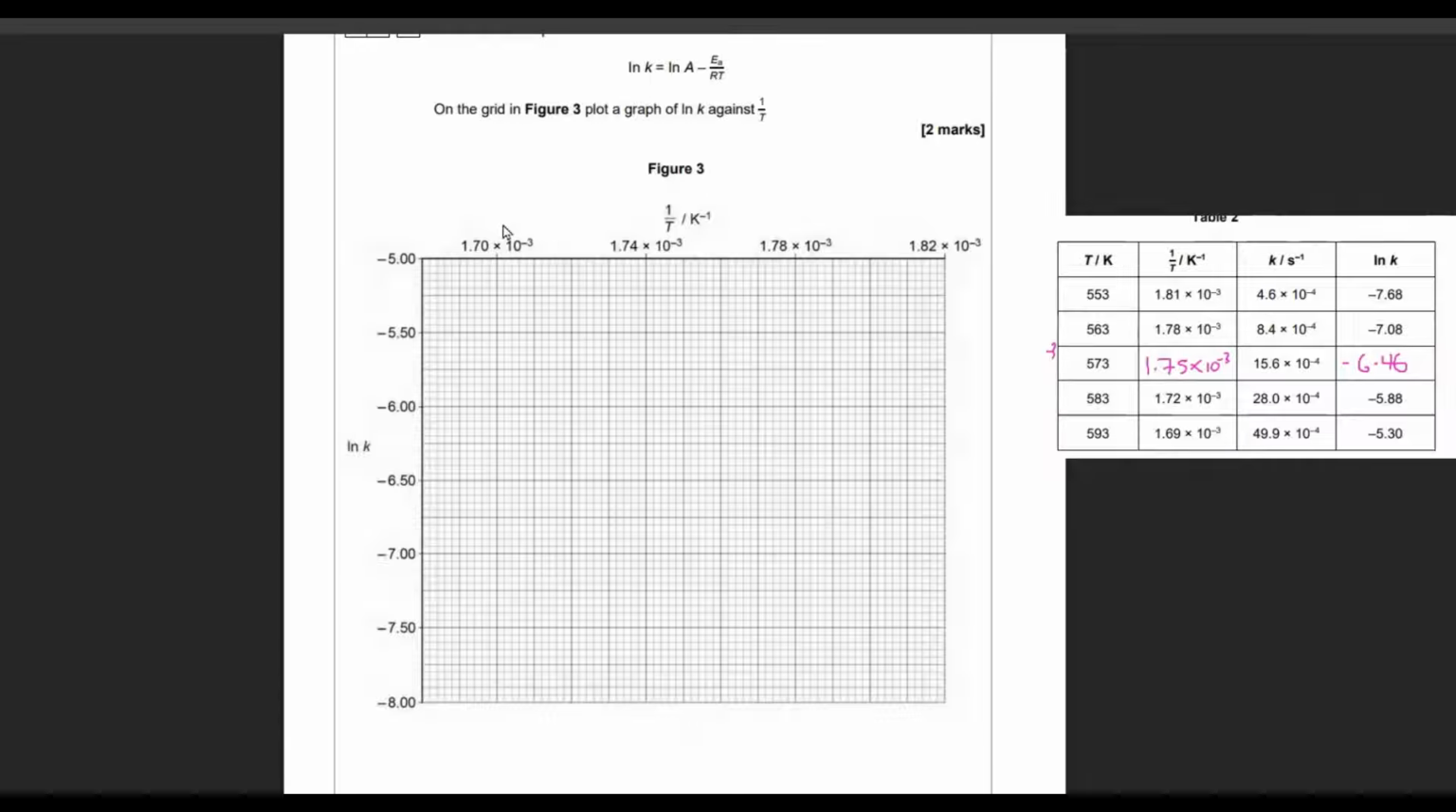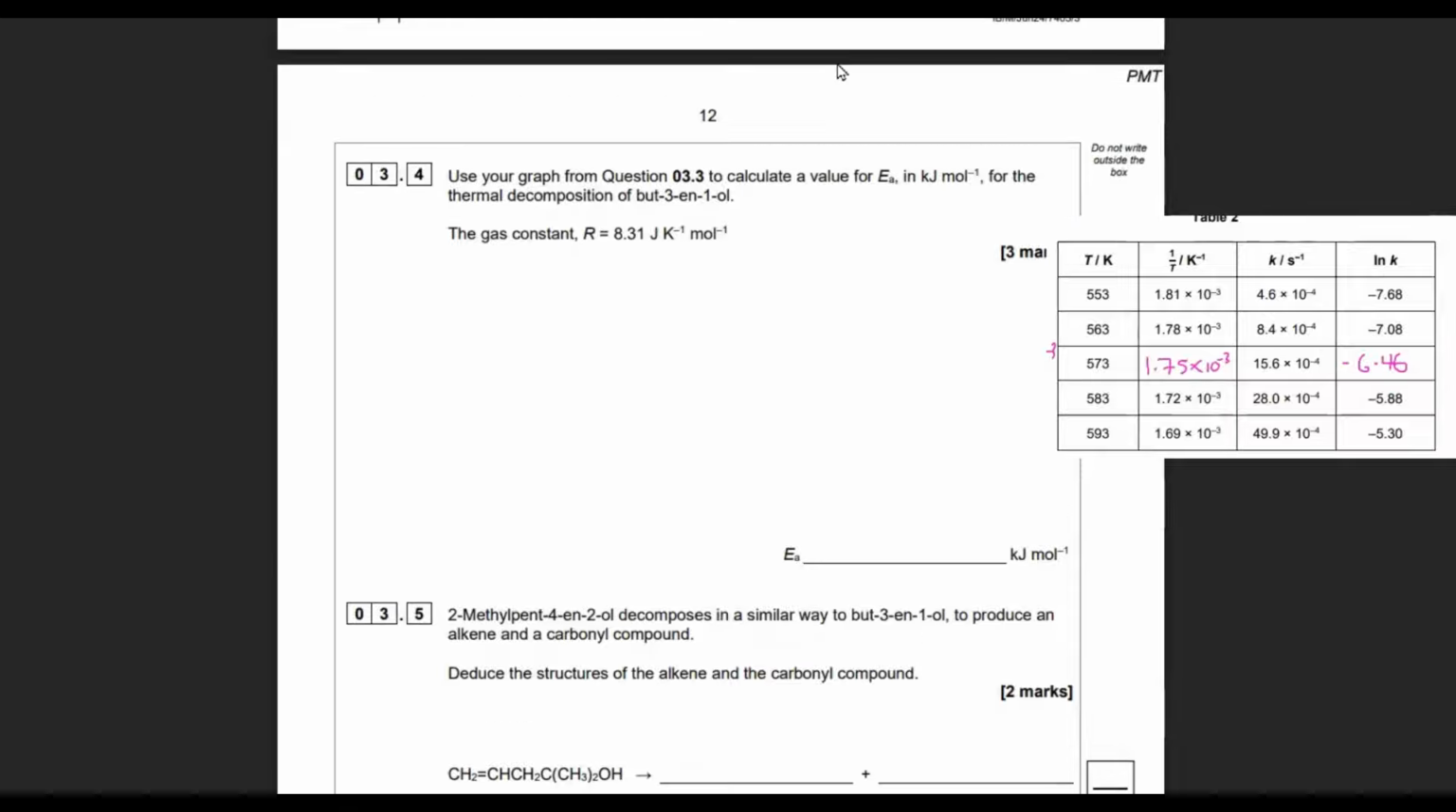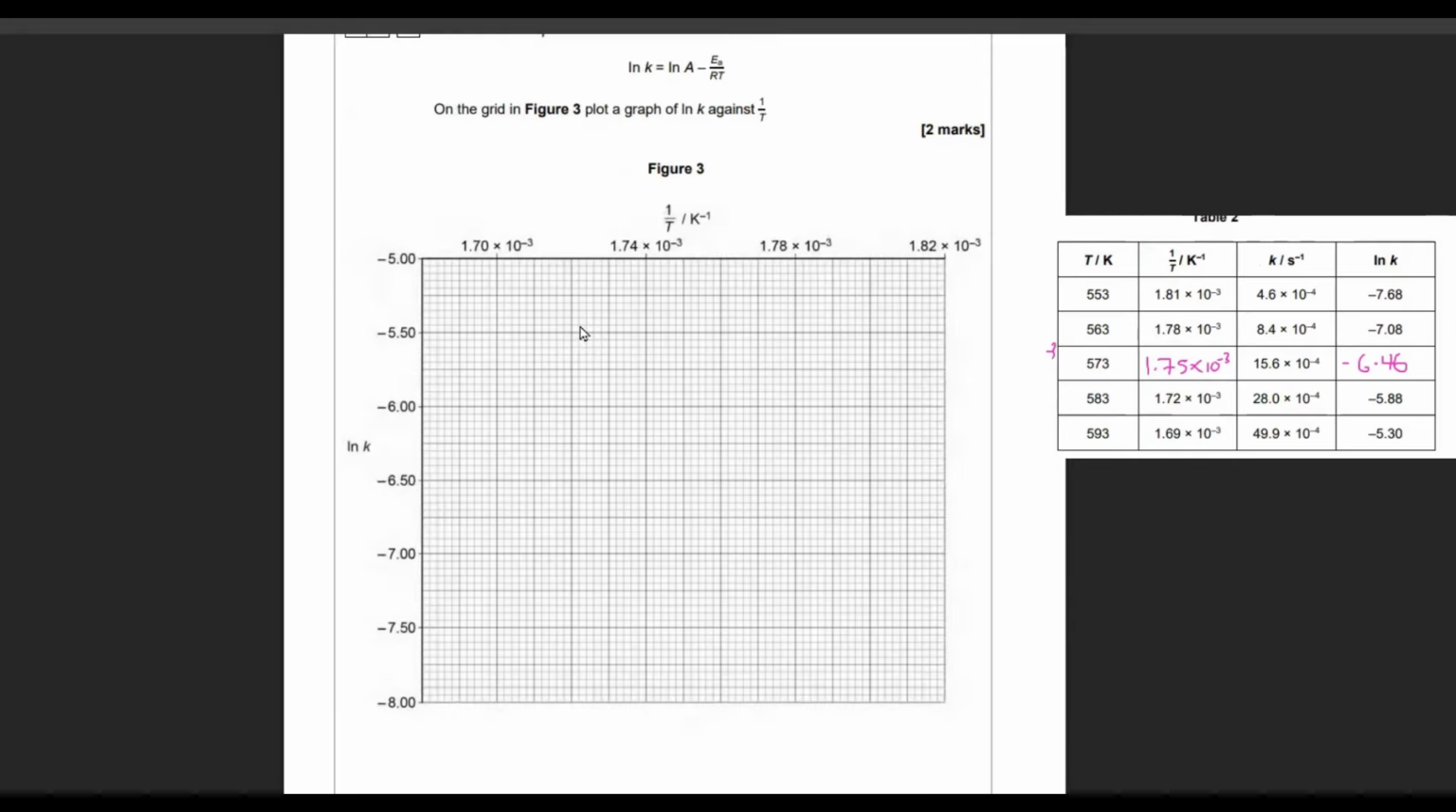And then what we also need to do is calculate the activation energy using the gradient of the graph. So we want to plot the graph, and then we want to use our graph, once we've done it, to calculate the EA in kilojoules per mole for the thermal decomposition of but-3-en-1-ol. The gas constant is 8.31 joules per Kelvin per mole. So we want to be careful here. This is in joules, and our final answer needs to be in kilojoules, so we're going to have to do a conversion when we get to the final answer. But you're going to use your gradient to do that.